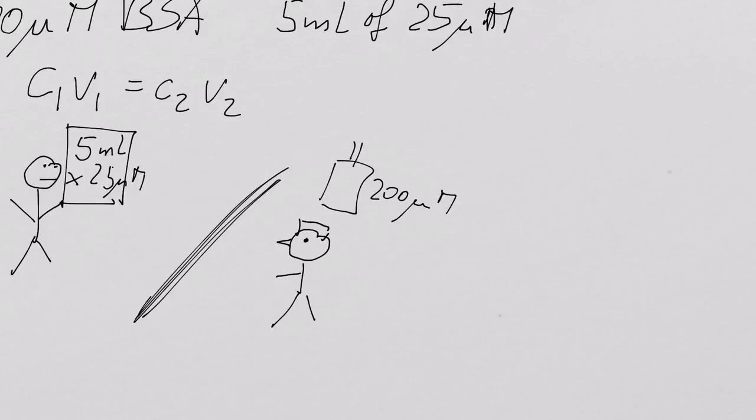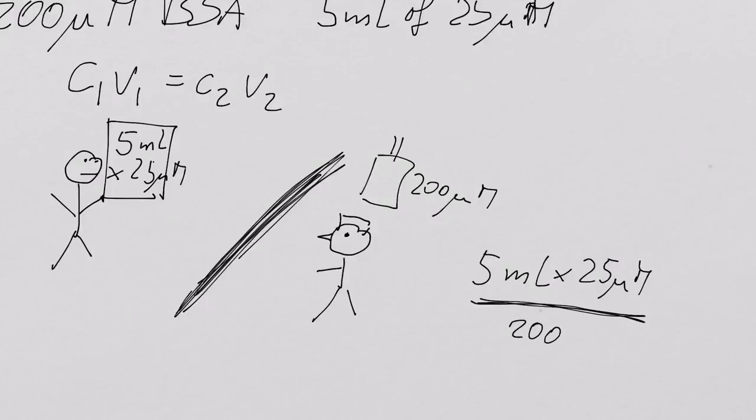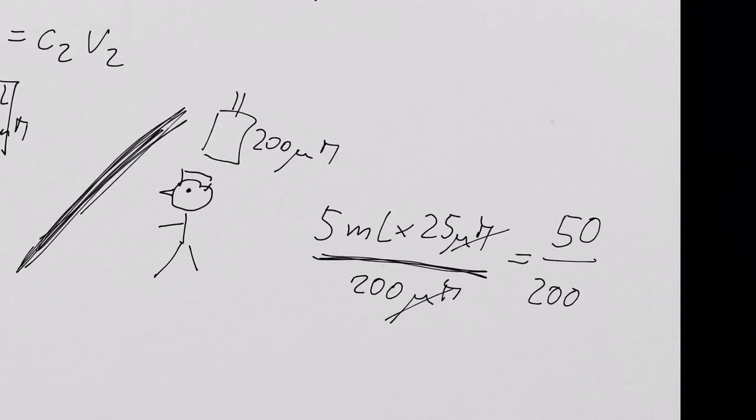Well, basically, it's already written here. This here is the desk. So we have 5 milliliter times 25 micromolar, divided by 200 micromolar. Micromolar cancels out. And we have 50 divided by 200 milliliter. What does that give?